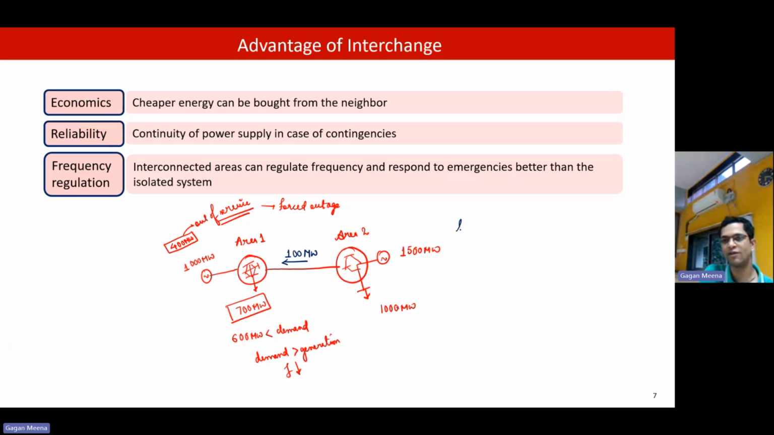In that case, the load in area 1 is satisfied or met. So frequency is under control, it becomes nominal in the steady state. There will be some transient because of the loss of generation. But after that, it will again be back to its normal value.